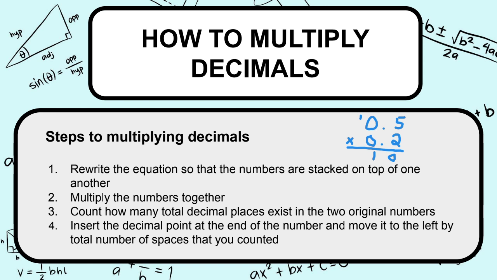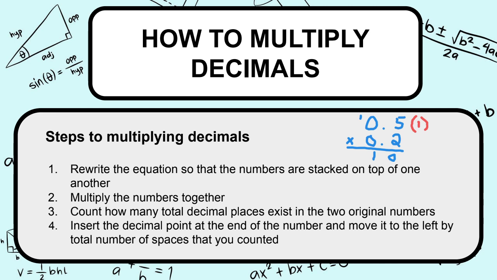Okay, now it says to count how many total decimal places exist in the original 2 numbers. So what I'm looking for is how many digits are to the right of the decimal point. So in 0.5 or 5/10, there is 1 digit, so that's 1. All right, and I'm actually going to write that there in a different color. So this way we have it. All right, so I'm going to write just 1 right here. So this way I know.